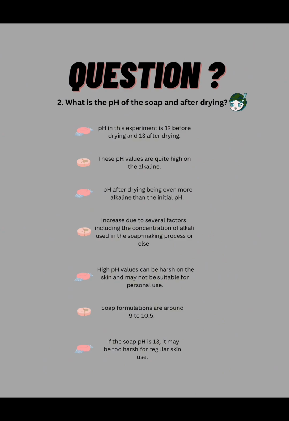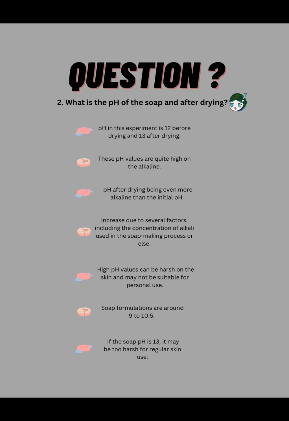The pH of soap is typically alkaline, and the specific pH value can vary depending on the formulation and ingredients used. The pH of the soap in this experiment is 12 before drying and 13 after drying. These pH values are quite high on the alkaline side due to the use of NaOH in the production of this soap, with the pH after drying being even more alkaline than the initial pH.